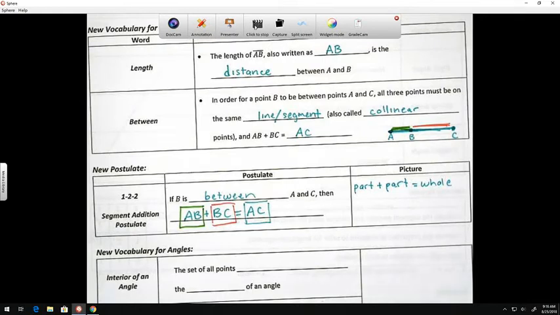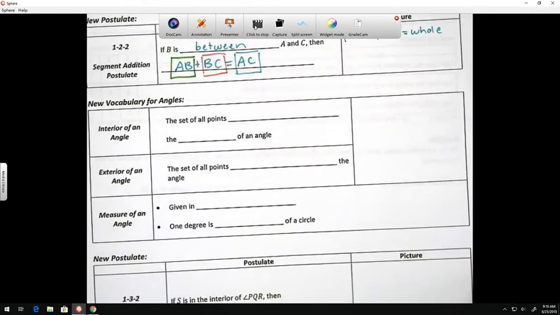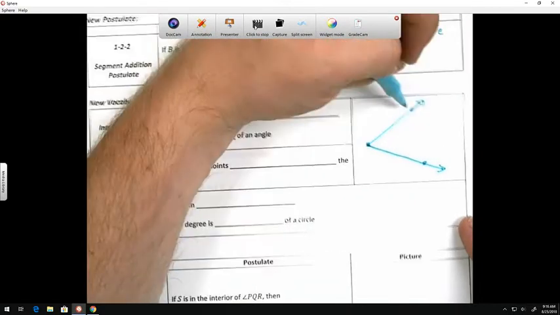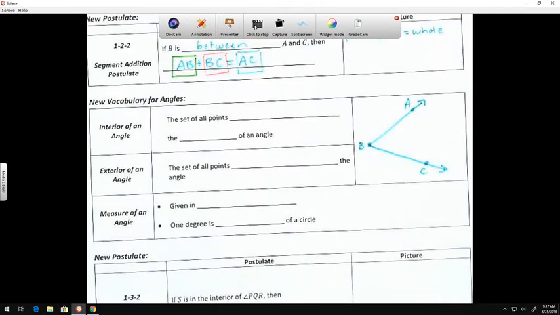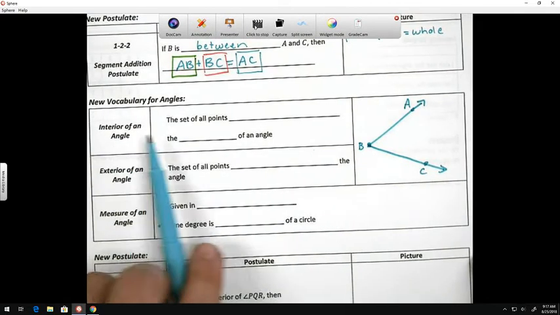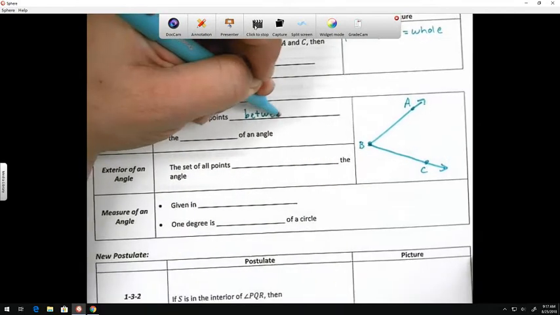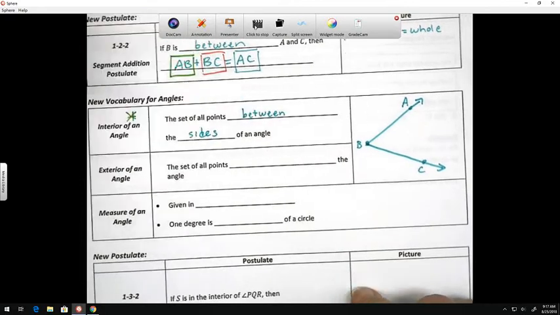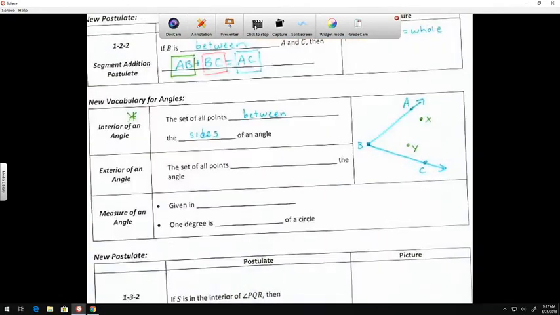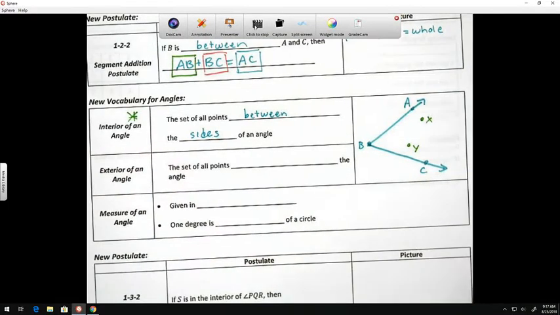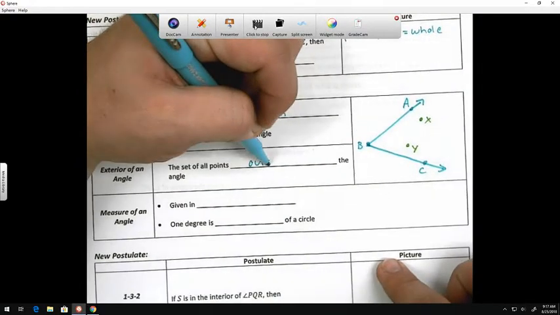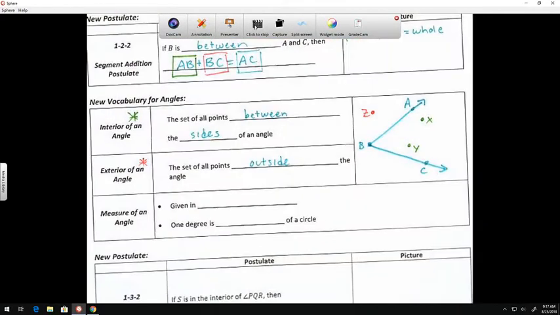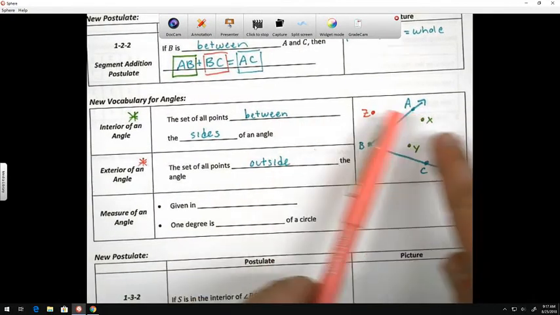Okay. Now, same types of things work for angles. However, we have to talk about angles a little bit more first. So I'm going to start by drawing an angle. Maybe I want to call my angle ABC. Well, points that are in the interior of an angle are the points that lie between the sides of an angle. So something like X or Y. Exterior of an angle is really just the set of all points outside the angle. So as I make my pink star, maybe I'm talking about Z, which is outside of my angle. Hopefully we see the difference here. Inside, outside, inside, outside.